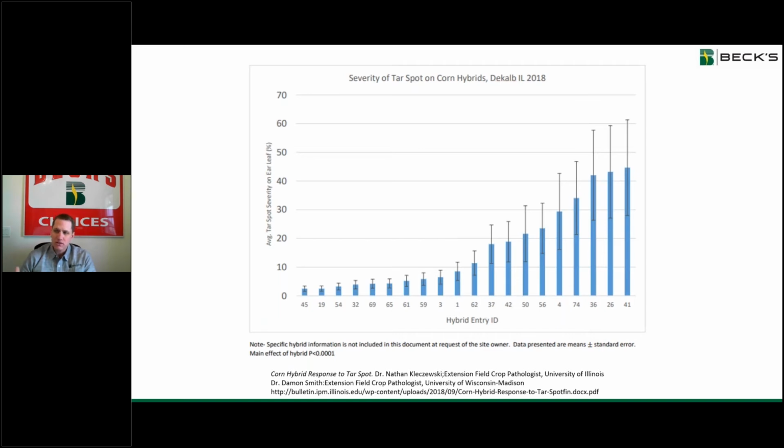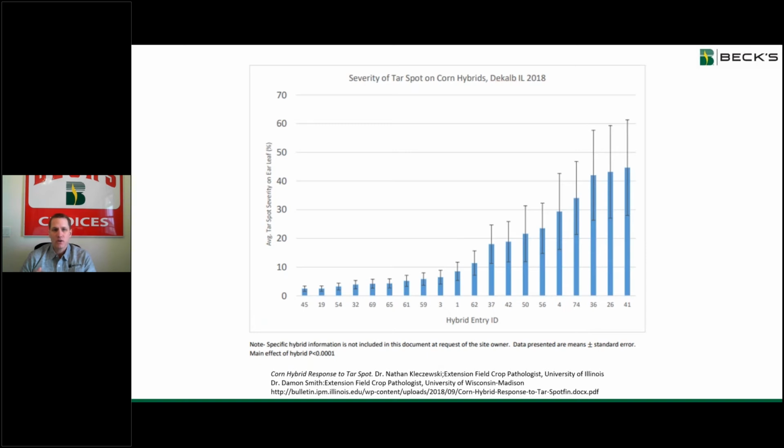In that one single trial, the University of Illinois noted that the most severe infection was over 45% severity on the ear leaf. At the same time, in the same trial, there were hybrids that showed less than 10% infection. So hybrid difference makes a huge impact on the severity of tar spot. Most seed companies will have those rankings, so talk to your seed suppliers and see if you can get those.